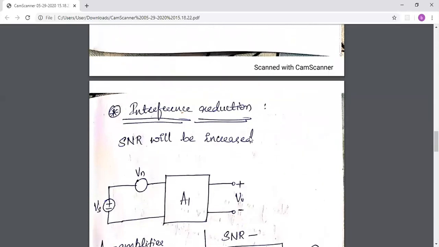Okay, and next we'll study interference reduction. What is interference? Interference is something that interferes with the performance of the system. This is mainly decided by a ratio called the signal to noise ratio. If interference is reduced, the signal to noise ratio will be increased. Signal to noise ratio is signal divided by noise. Obviously, if noise is reduced, the signal to noise ratio will be increased, isn't it?